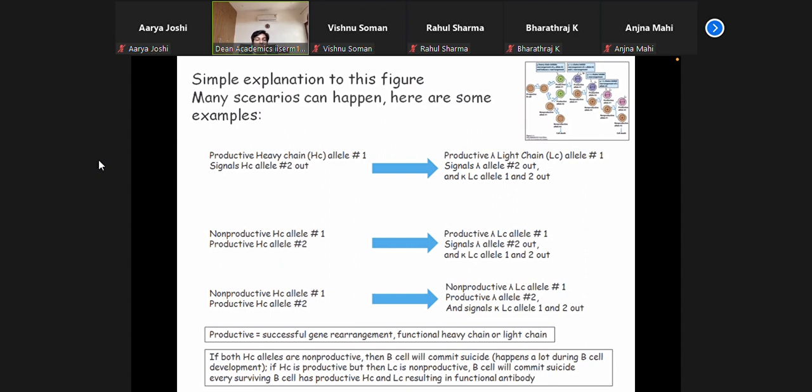And obviously if both heavy chain alleles are non-productive, the B cell has to die, because without rearranging heavy chain, it cannot really proceed to the light chain rearrangement. Okay, it cannot proceed to the next step because this is happening one after the other. So obviously, if heavy chain fails to rearrange on either of these two loci, the cell has to commit suicide, right?